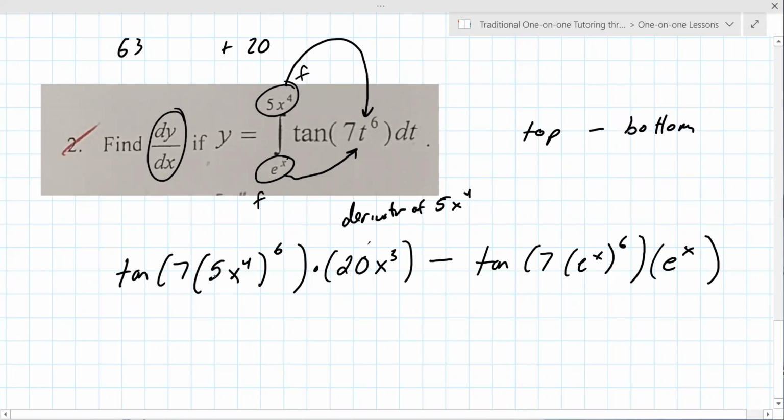You could raise 5 to the 6, but the instructor is testing whether you know where to put each of these things. Where do you put 5x to the 4th? Where do you put e to the x? And do you remember to multiply by the derivative?